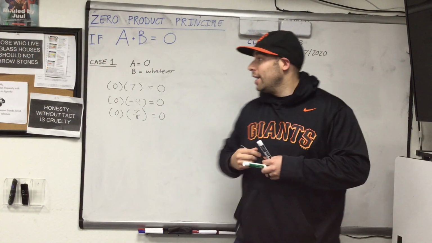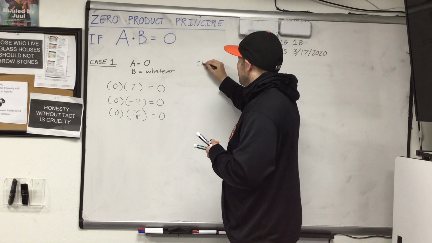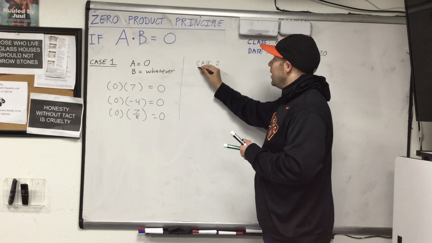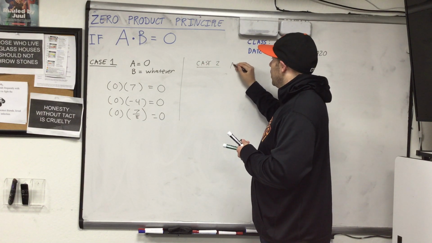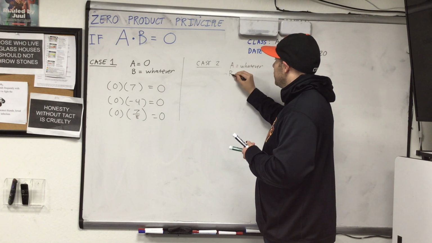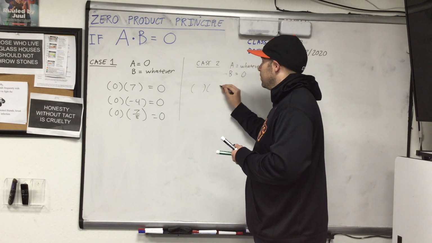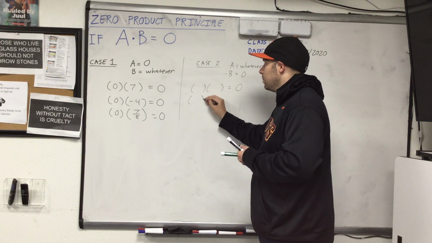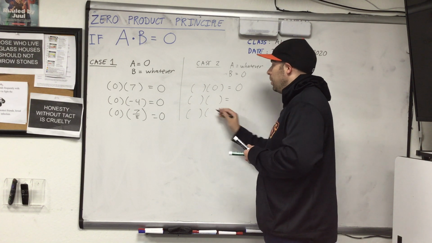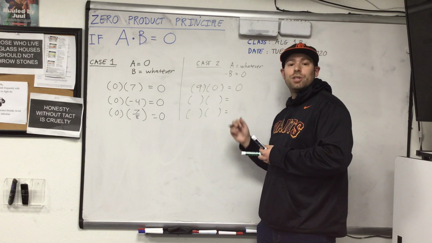Case number 2 is that the second factor, B, can be 0 and A can be whatever it wants. So let me divide this up. So A can be whatever, any real number, and B can be 0. So let's make a multiplication problem, but the second factor is going to be 0. Well, let's make it a nice positive number. Let's go with 9. 9 times 0 is still 0.